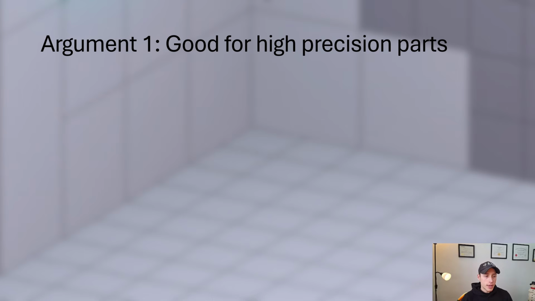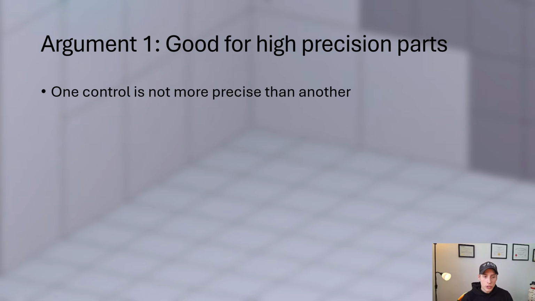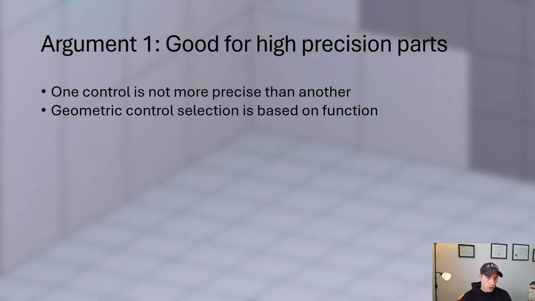Argument 1 is that concentricity is good for high precision parts. And I don't like this argument because one control is not more precise than another. We have one set of geometric controls, and we don't split them into high precision and low precision geometric controls. We should be using our geometric controls based off of the function of the feature in the part as well as the greater assembly. So I don't like this argument at all.